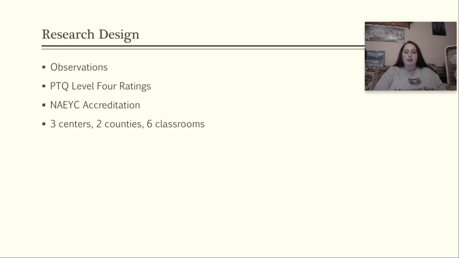Within these high-quality centers, observations will be conducted within their toddler classrooms with children 12 months old to 3 years old. Overall activities that identify emotions and emotional development of toddlers will be noted, as well as the way the caregivers interact with the children when they have behavioral issues and when they're identifying emotions and feelings.